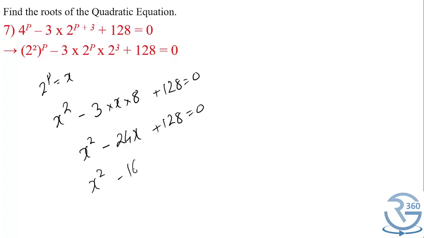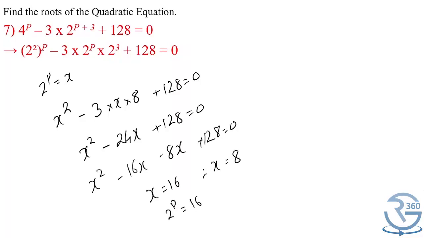So splitting the middle term, x square minus 16x minus 8x plus 128 is equal to 0. So from here x will be 16 or x will be 8. That's 2 raised to p is 16 or 2 raised to p is 8. So p has to be either 4 or p has to be 3.